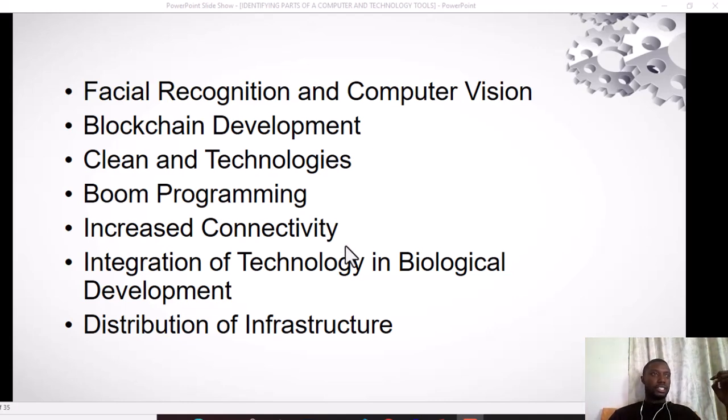So just imagine the next generation of computers. If you are using a 4G network, it will be very slow. So increased connectivity will also help in the introduction of 5G and 6G, in order to run the software and websites very smoothly. Okay, we talk about the integration of technology in biological development.